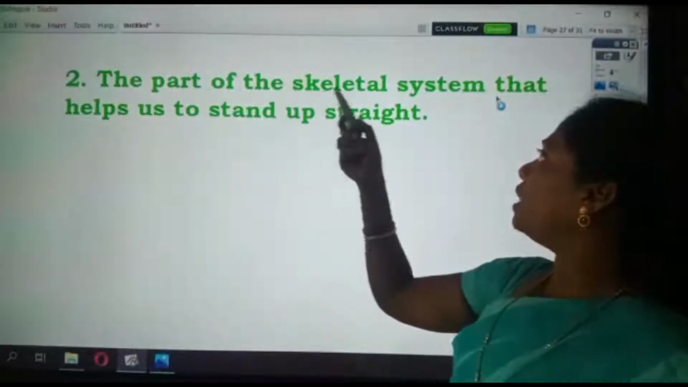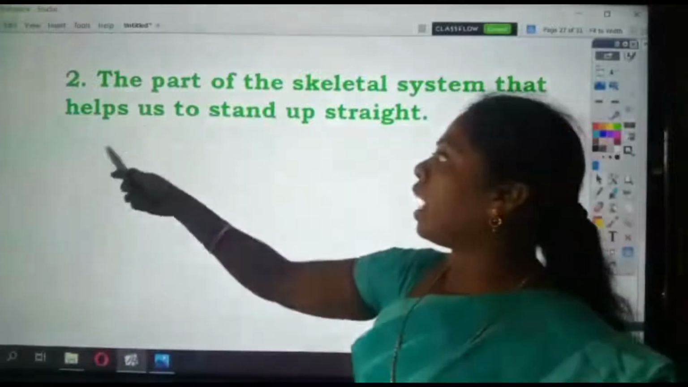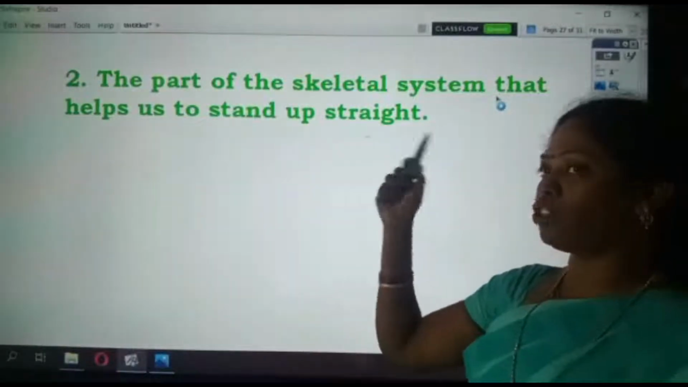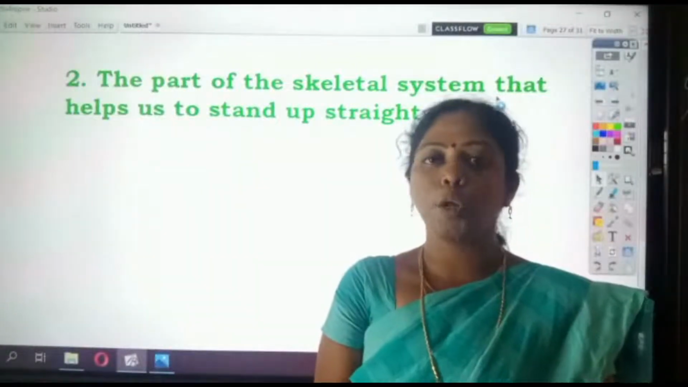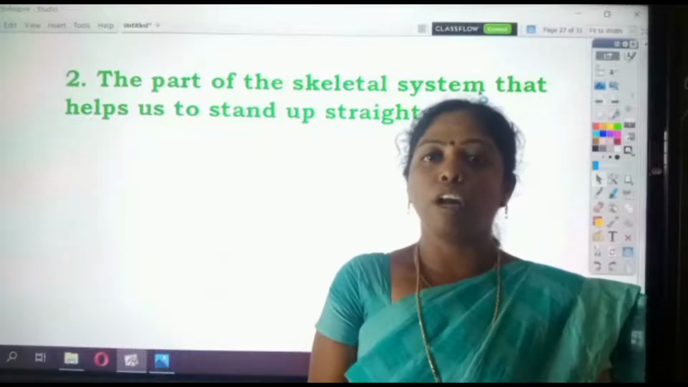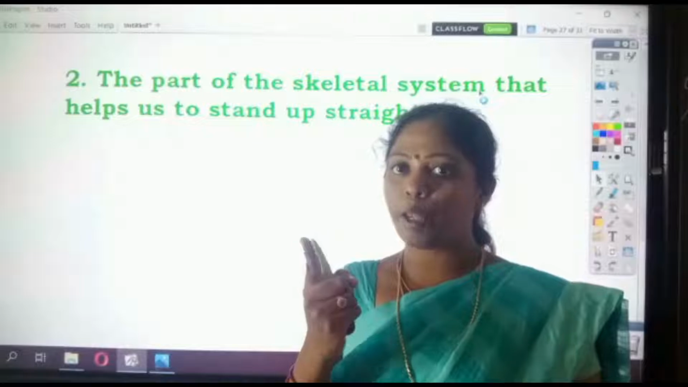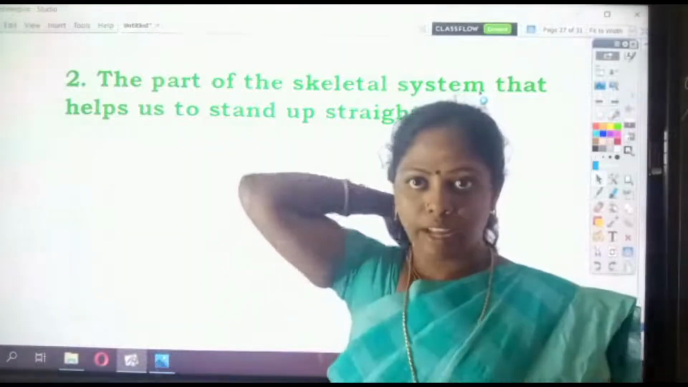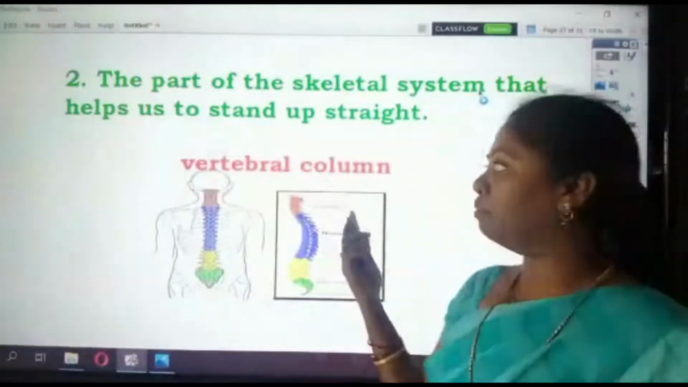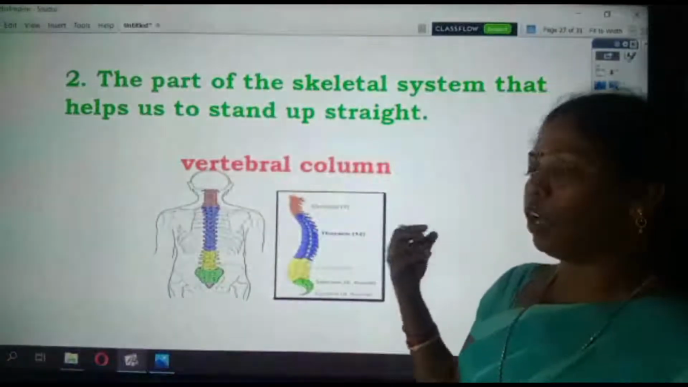Next question. The part of the skeletal system that helps us to stand up straight. If your Marge is asking you to stand straight, then what will you do? You will do like this, isn't it? So, which is helping you to do that? It is our vertebral column. The answer is vertebral column.